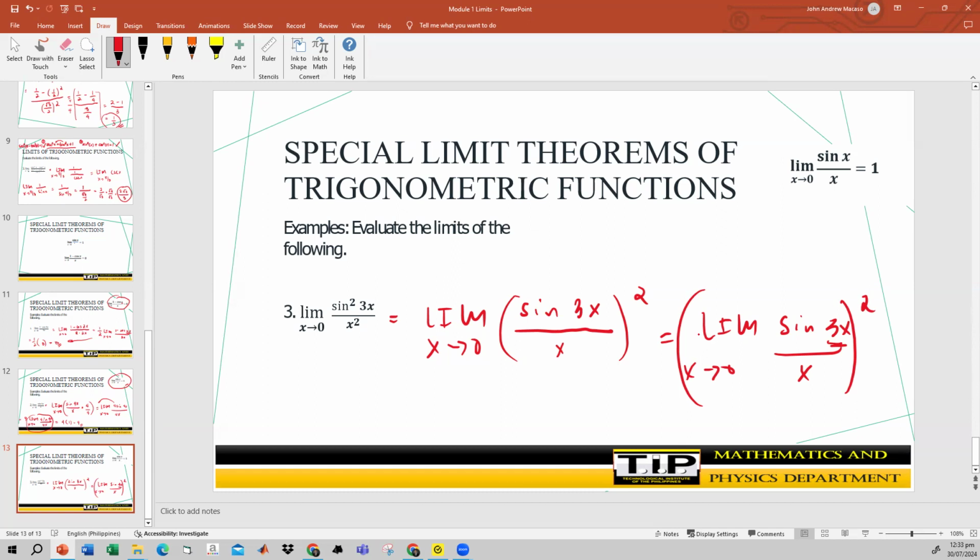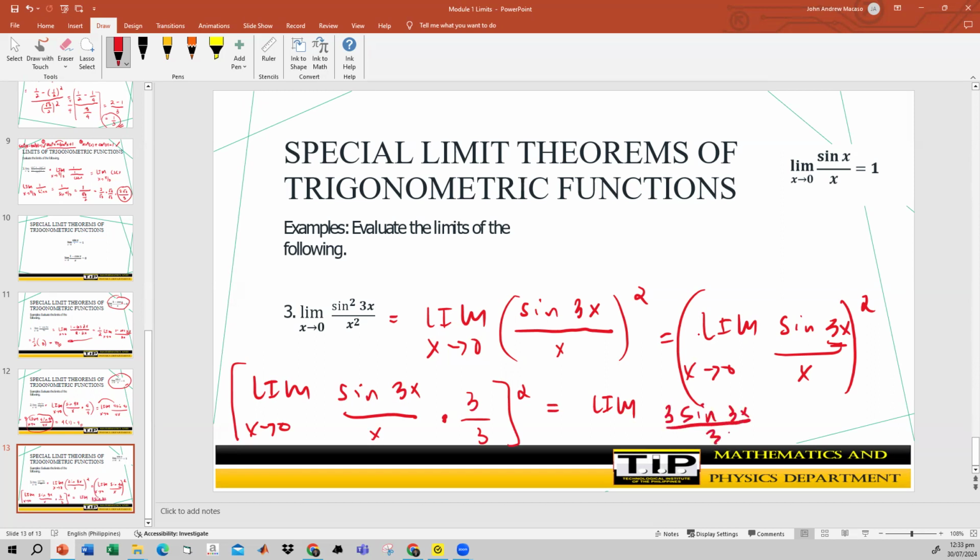Of course, we just need to multiply 3 on the numerator and 3 on the denominator. So this will become now the limit of sine 3x over x as x approaches 0. So you just need to multiply 3 and 3. Then of course, don't forget the square. So this will lead now to the limit of 3 sine 3x over 3x as x approaches 0, then the whole thing is being squared.